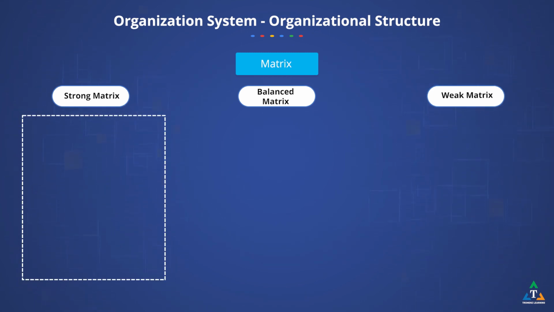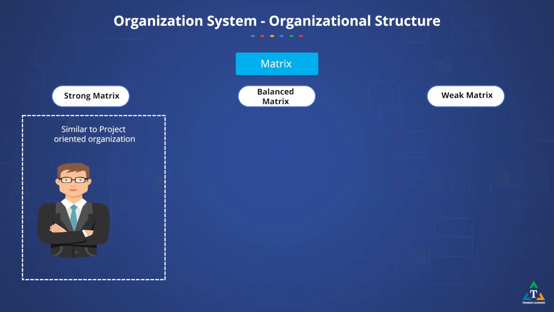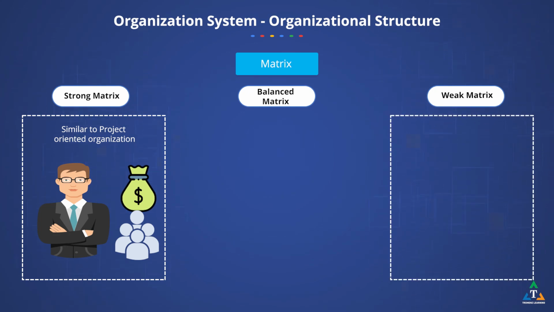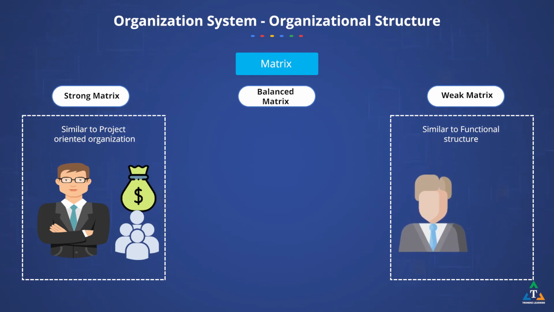Strong matrix maintains many of the characteristics of a project-oriented organization. Here, the project managers have the highest authority, control over the budget, and a full-time team reporting to them. Weak matrix structure is closer to a functional structure. Here, project managers have low authority and no control over the budget. They will have a part-time team.